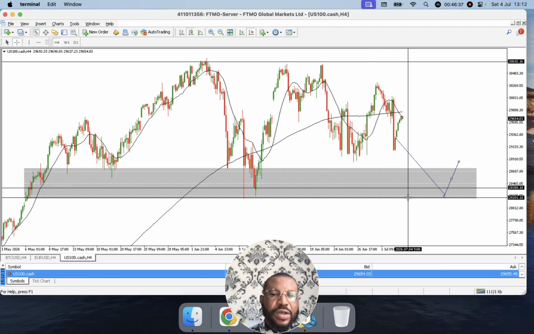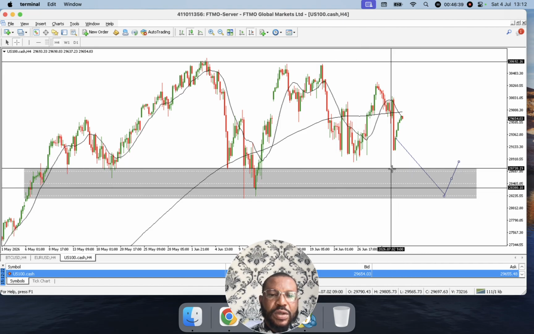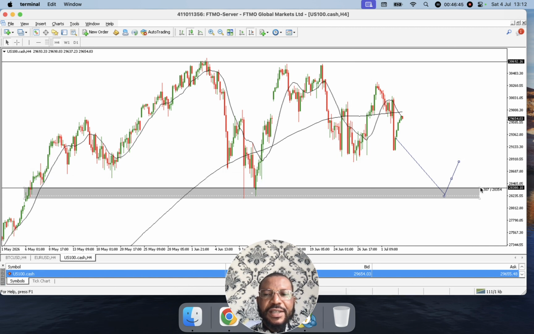Entry anywhere in between here and here, anywhere in between this point and this point. But I think the Nasdaq is going to come more down because, guys, you see, the Nasdaq will take all this place. You know why? You see all these people buying this Nasdaq here. They bought here, they bought here, they bought here, they bought here.